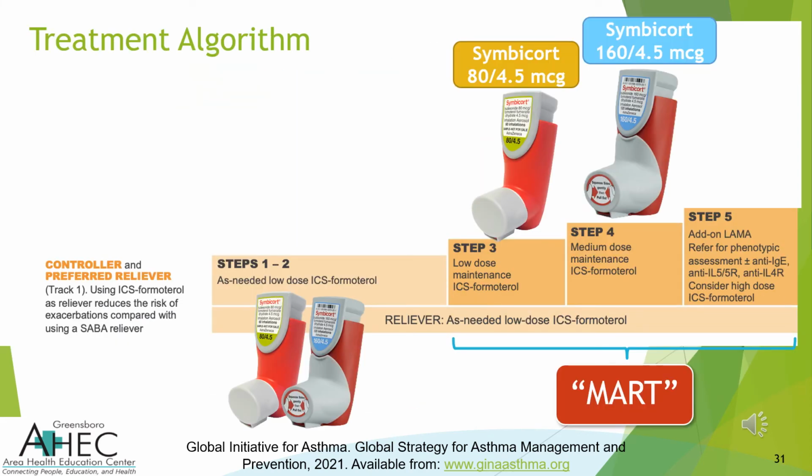So we discussed the preferred reliever, which is recommended in steps 1 through 5, and is the only therapy used in steps 1 and 2. Moving on to steps 3 through 5, we're introduced to a new term called MART, or Maintenance and Reliever Therapy. This refers to the use of the same components for reliever and maintenance. For example, in step 3, it is recommended to use a low-dose inhaled corticosteroid and formoterol daily and the same inhaler for a reliever when needed.